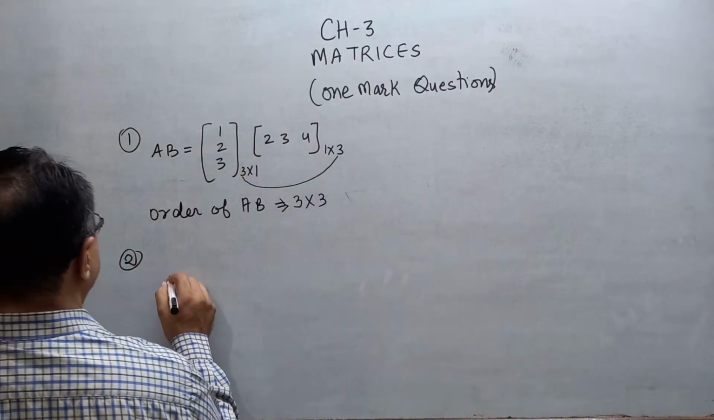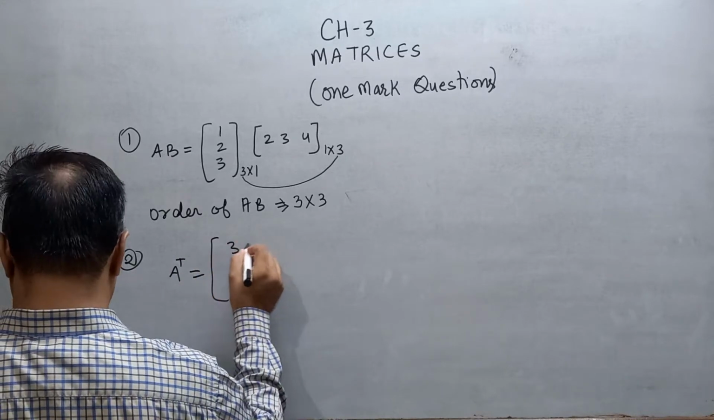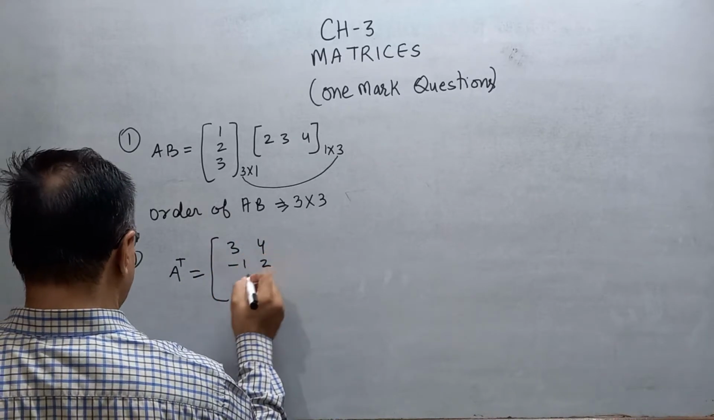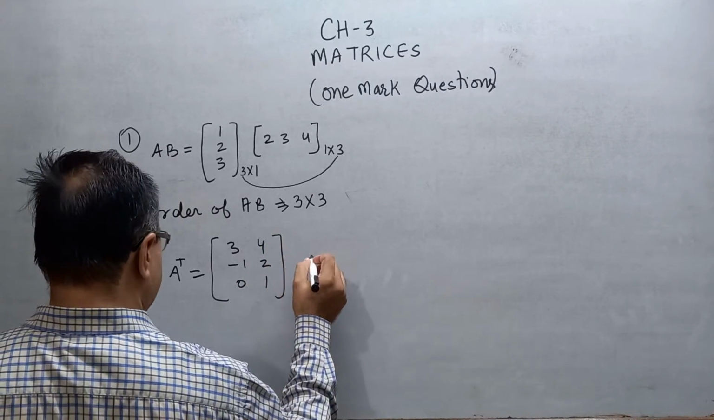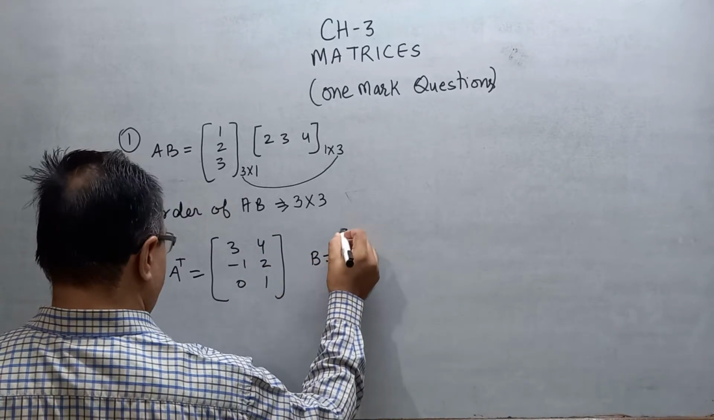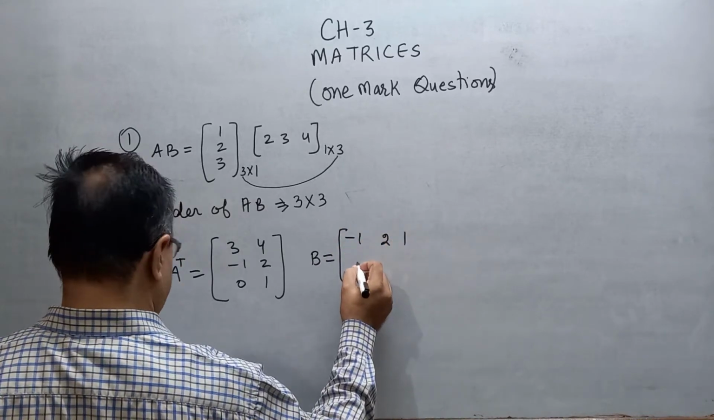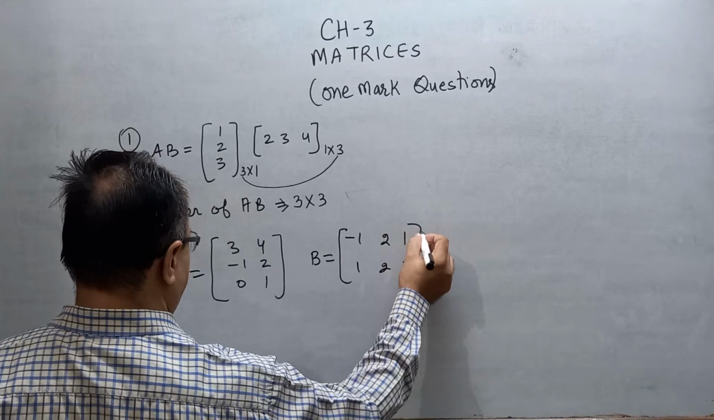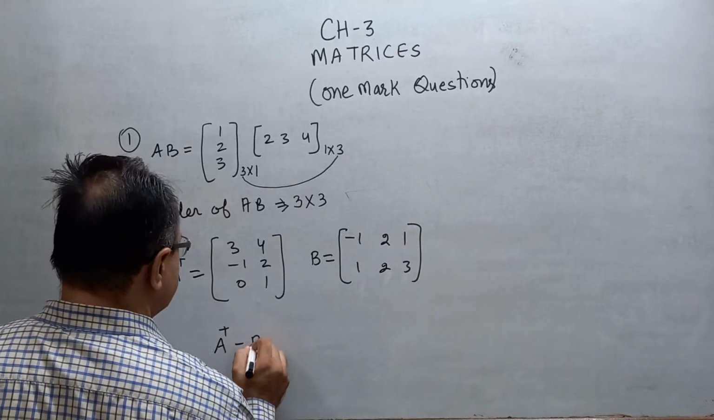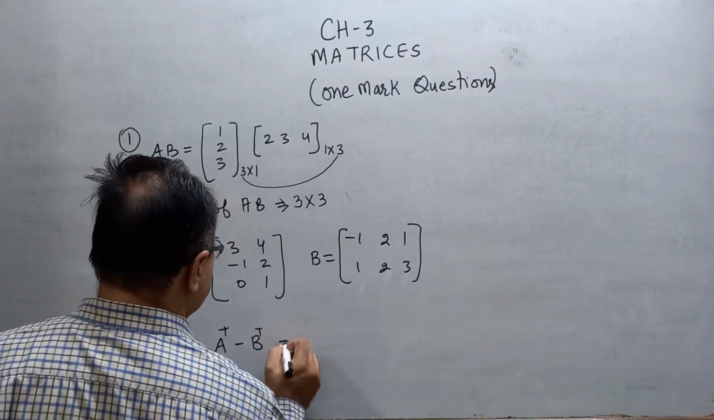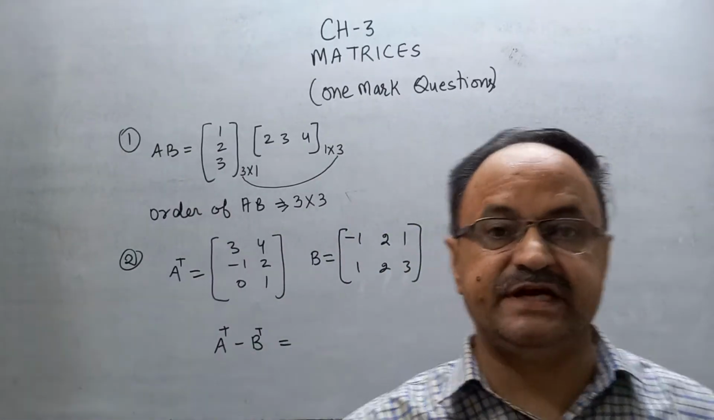Second, you know that if A transpose is equal to [3, 4, -1; 2, 0, 1] and B is equal to [-1, 2, 1; 1, 2, 3]. Now can you calculate A transpose minus B transpose? Calculate A transpose minus B transpose.